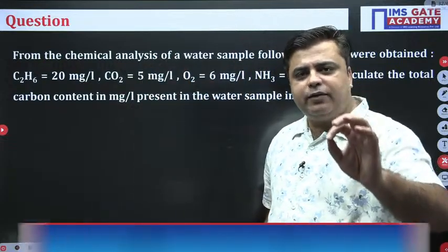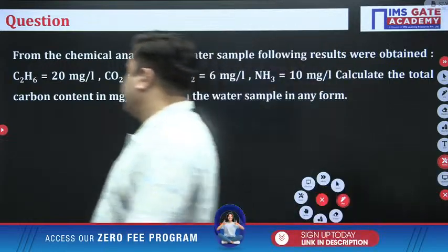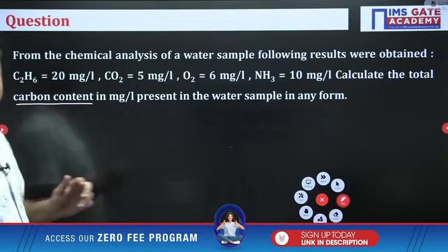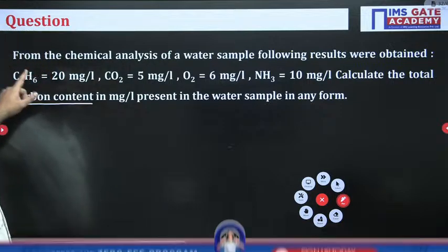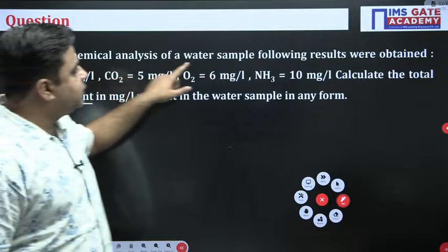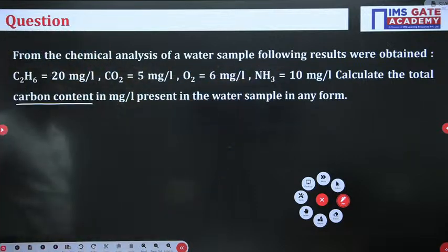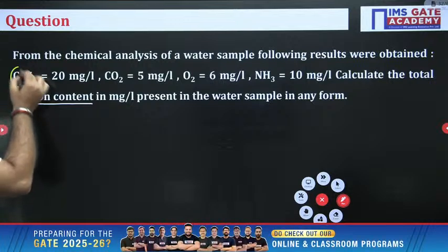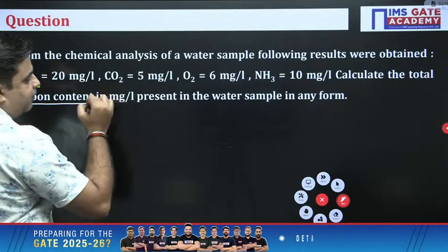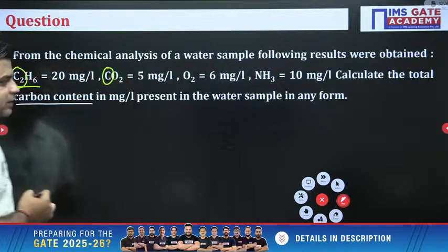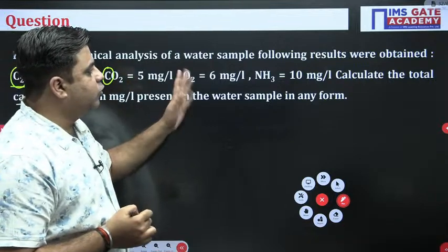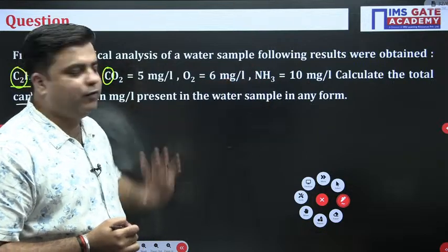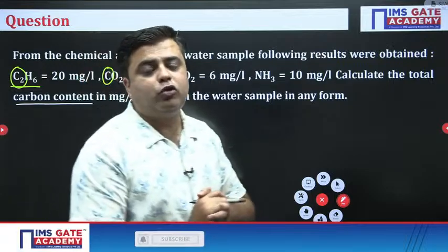So whenever you are asked, right now in this question, you are asked to calculate carbon content. So start looking out where carbon is present. So from the chemical analysis of the water sample, following results were obtained. So you have first compound C2H6. So again carbon is present here. Then you have another compound CO2. Again carbon is present here. Then you have oxygen, no carbon present. Ammonia, no carbon present. So these two compounds are irrelevant for us. I need to find out total carbon content.